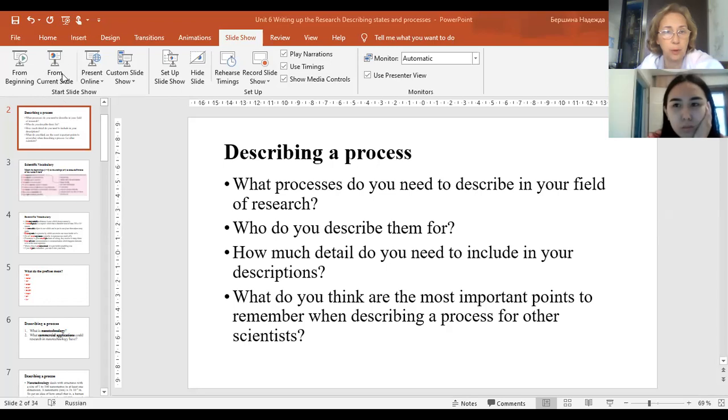So let us start from the current slide. Today we are going to speak about describing a process. The process that is necessary for your master degree thesis. And we are going to speak about how to do this. There are several questions here. What processes do you need to describe in your field of research?